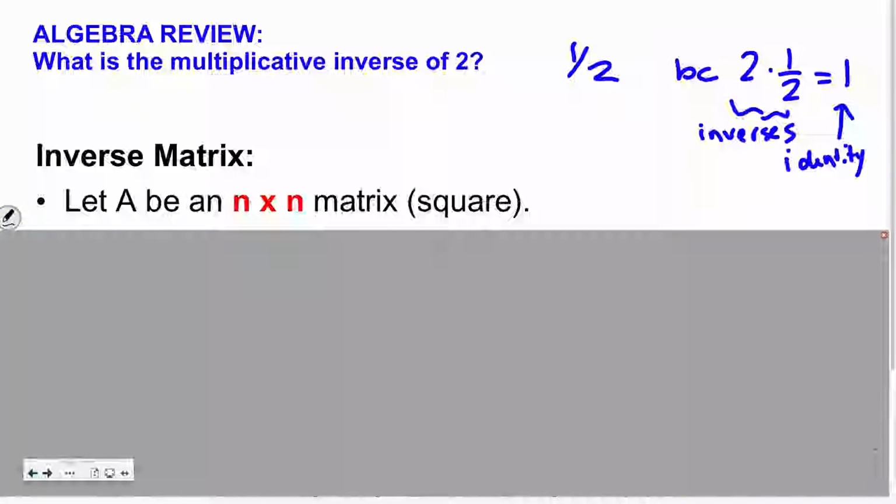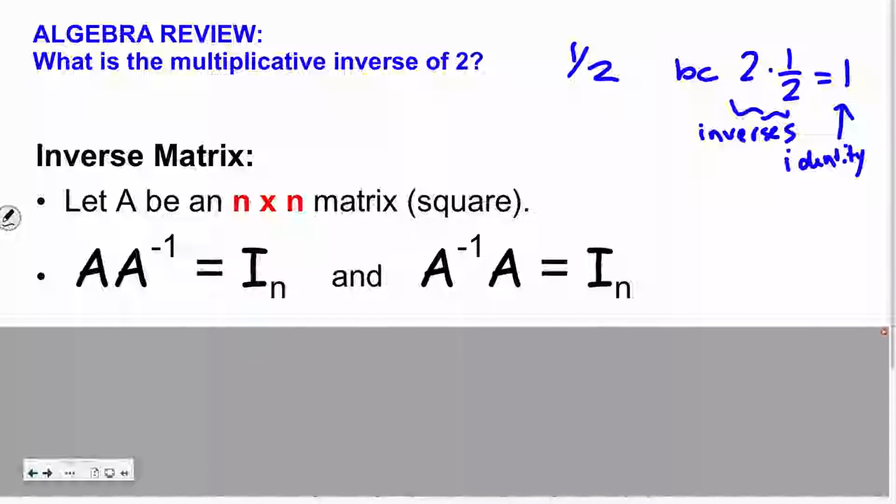And that's why you can solve equations using inverse operations. The inverse undoes the other thing, right? Okay, so that's going to be a big concept here for us when we get to solving systems. Let's talk about the inverse matrix real fast. We have to let A be n by n. So notice A has to be square. So we can only do inverses of square matrices now.